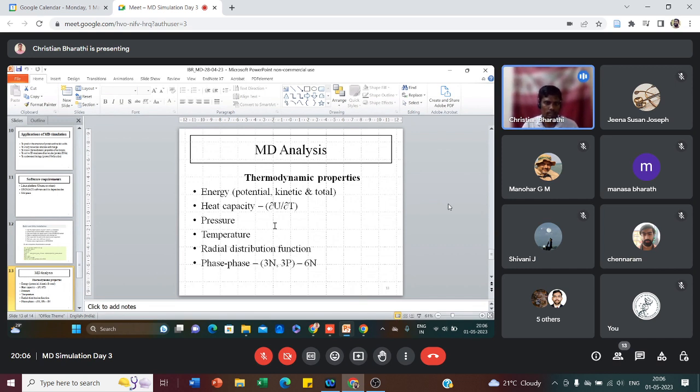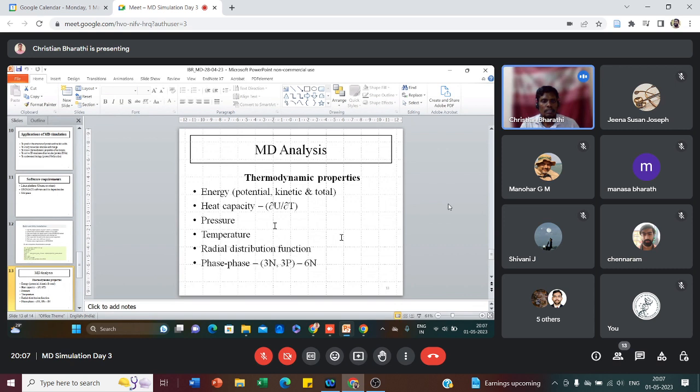So temperature is directly proportional to kinetic energy, and pressure is the product of coordinate and its momentum, so it is directly proportional to that. If you know the position and momentum, we can derive the pressure of the system. It is the sum of each and every atom's momentum and position. That gives the pressure of the system.